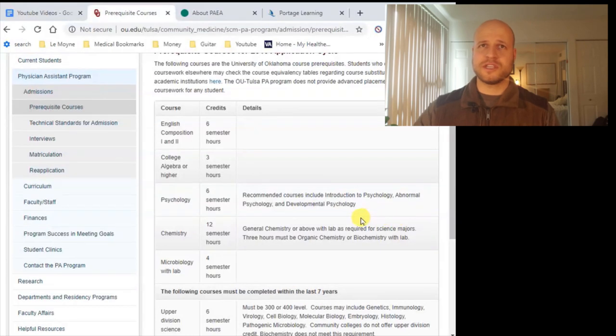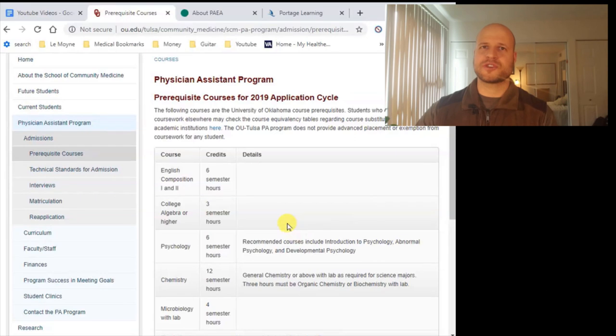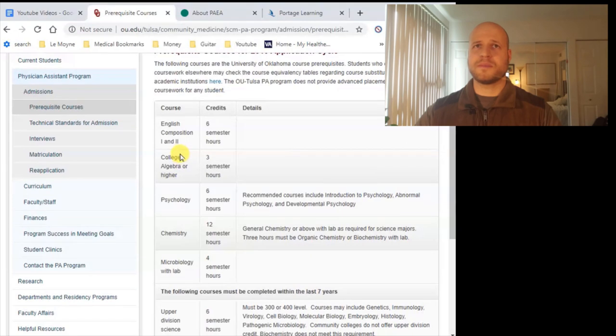They need English composition, college algebra, but no statistics, psychology, chemistry, microbiology. And then there's a few other things here, like in upper division science, and then human anatomy and physiology. So it basically matches up, but the school's website might have a little bit more information on the specific prereq that they want. So anyway, how would I get these prereqs?